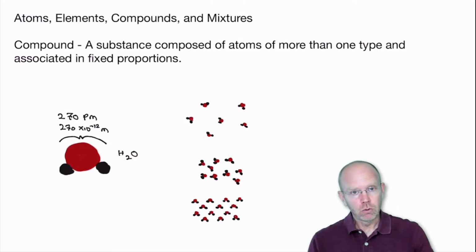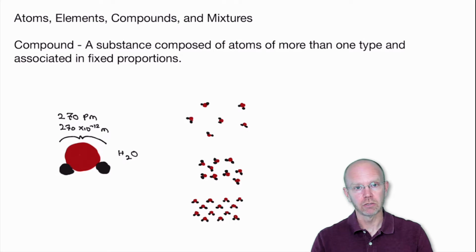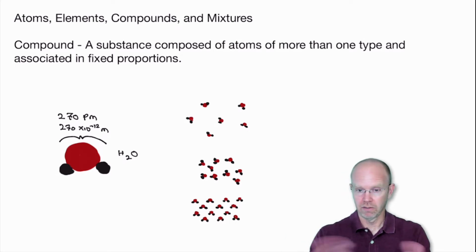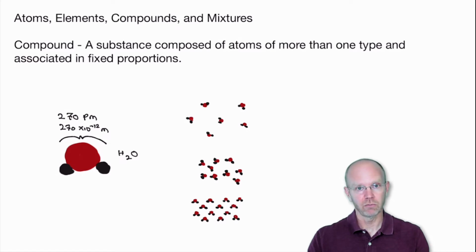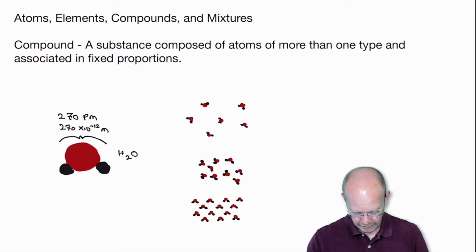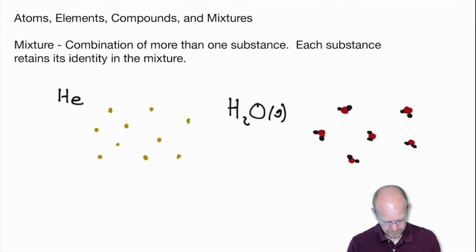If you cool water down, we all know that it will form ice. Ice is a third phase of water. In ice, there are still discrete water molecules, but those discrete water molecules are now fixed into a regular lattice. And we recognize ice when we see it. It's the hard form of water. It's the solid form of water. It's the cold form of water. So that's an example of a compound that you're familiar with.